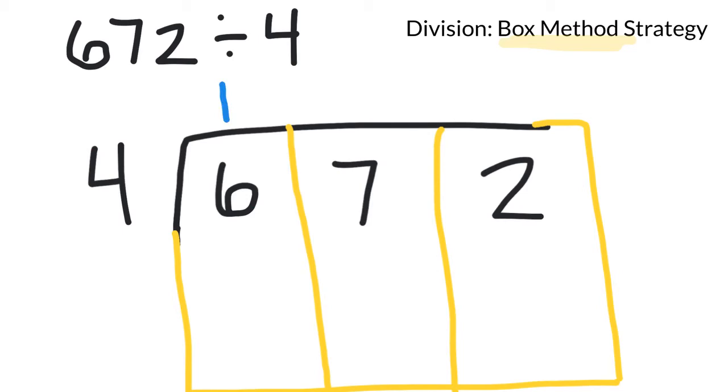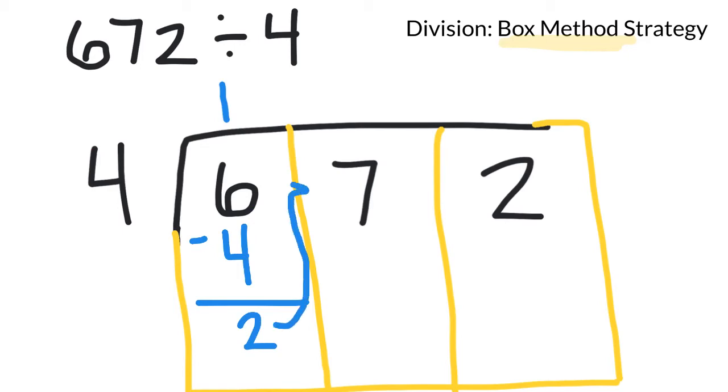So I'll put a 1 up here on the top. And then, since 1 4 could fit into 6, I'm going to take away 1 4. 1 4 is equal to 4. 6 minus 4 is 2. Then I'm going to move on to my next column, but I had a remainder. I can't just leave my 2 there. So I'm going to take my 2 and bring it up into the next column and turn my 7 into a 27.